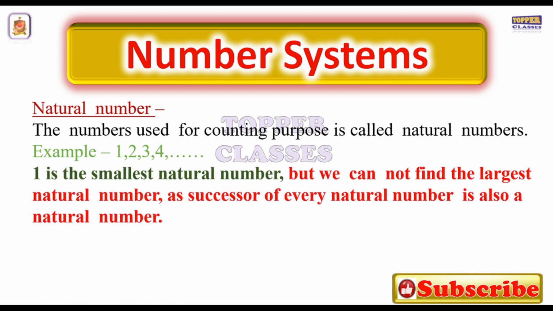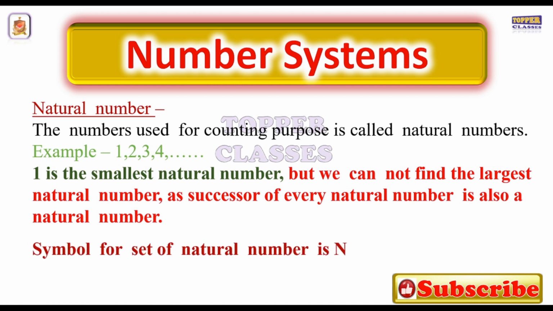1 is the smallest natural number, but we cannot find the largest natural number, as the successor of every natural number is also a natural number. Symbol for set of natural numbers is capital N.